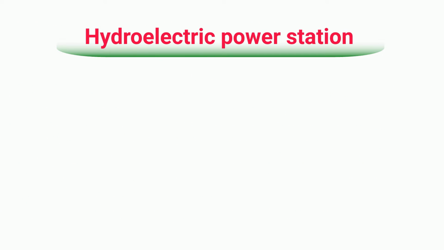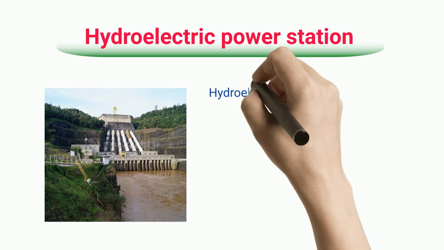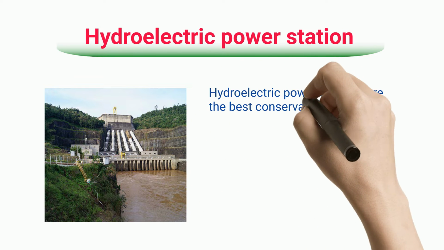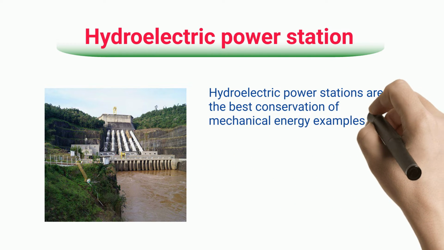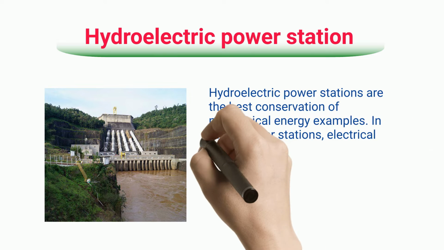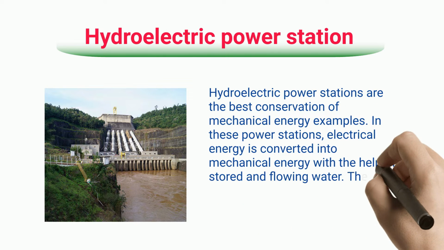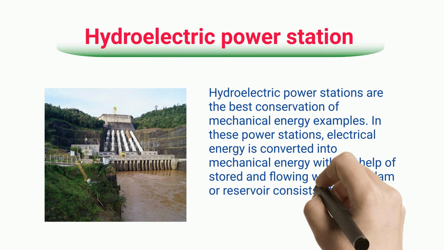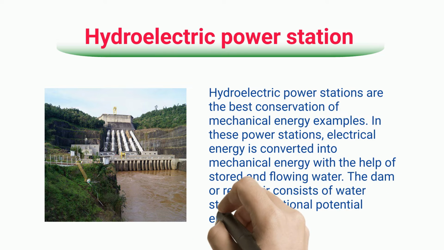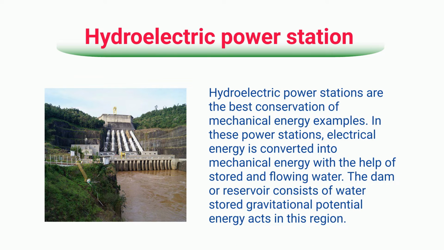Hydroelectric power station. Hydroelectric power stations are the best conservation of mechanical energy examples. In these power stations, mechanical energy is converted into electrical energy with the help of stored and flowing water. The dam or reservoir consists of water stored. Gravitational potential energy acts in this region.